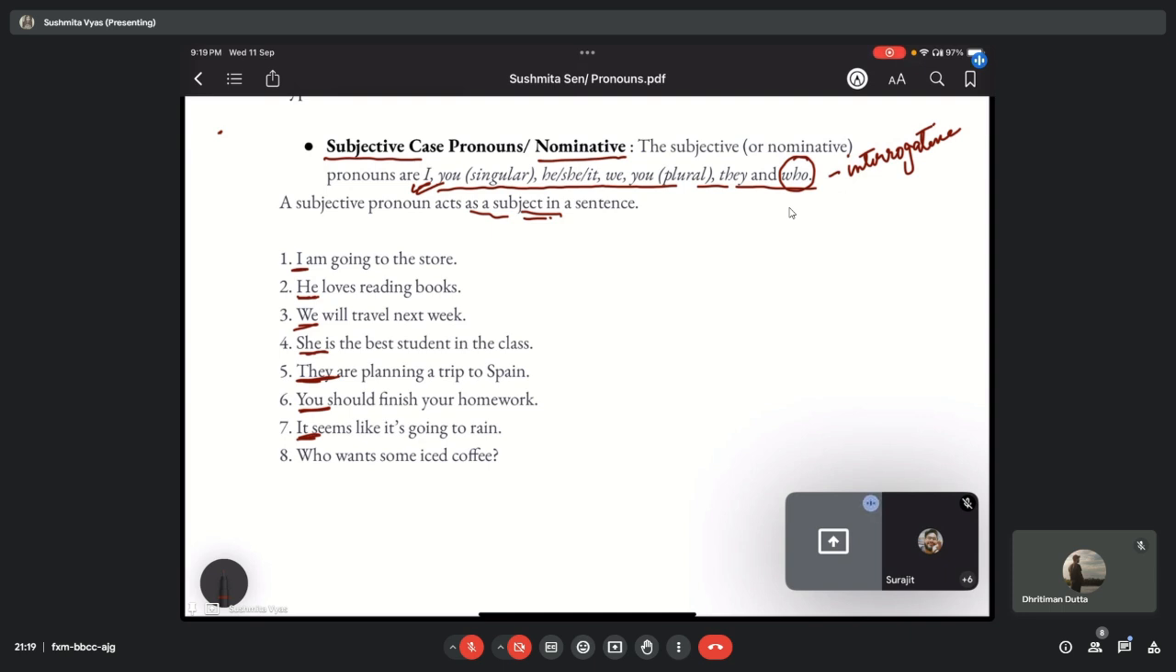And again, this is a question. This is an interrogative pronoun. Who wants some iced coffee? Okay. Who is also a subjective case pronoun. All right. Is this clear so far?